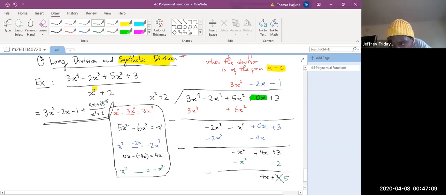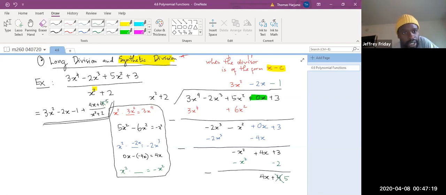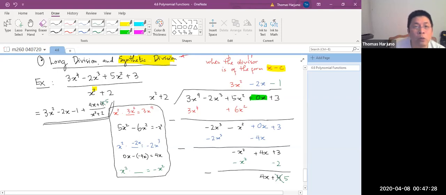And one more question. I was reading the textbook and they said you're done when your remainder is 1 degree less than the divisor. That's right. Once the term you have here is degree 1, which is less than degree 2, then you know you can stop. We stop when the remaining degree is less than the divisor.